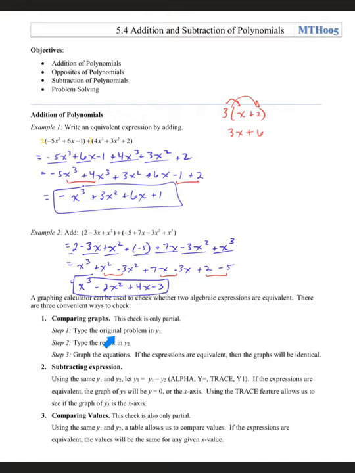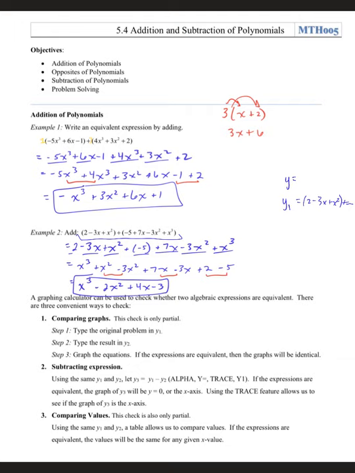So step 1, type the original problem in Y1. So you're going to click the Y equals button on your calculator. It's in the top left-hand corner. So click Y equals, and then next to Y1, you're going to type the original. So let's say we're going to check this one right here. Where you see Y1, you're going to type that original: 2 minus 3x plus x squared, parenthesis, plus, and so forth.